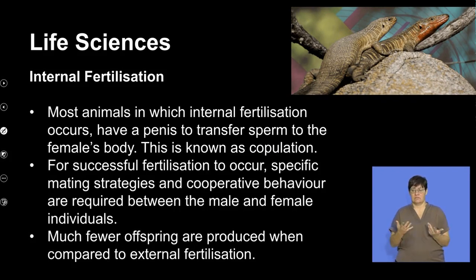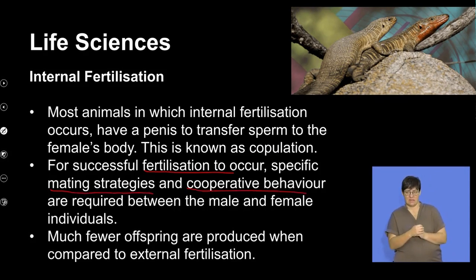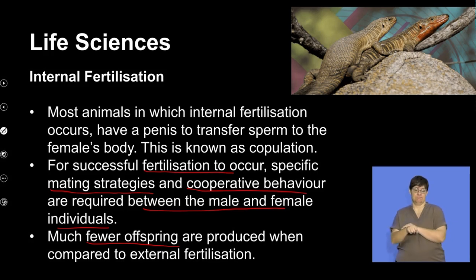You'll find that for fertilization to occur, there have to be specific mating strategies, and there must be cooperative behavior between the female and the male individuals. And so much fewer offspring are produced. However, the success of external fertilization is significantly less when compared to internal fertilization.